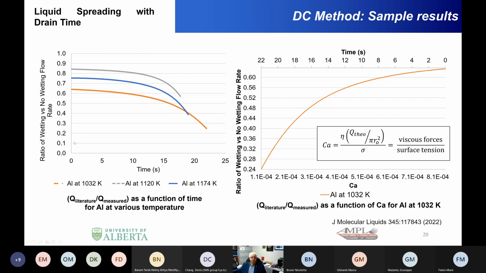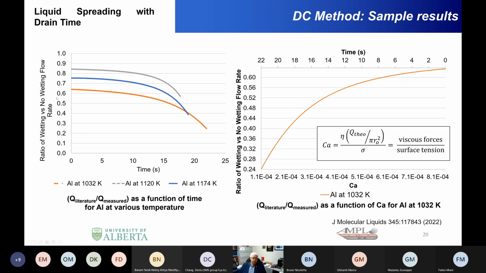Here we see what we believe to be the evidence for the wetting of the orifice. These are 3 experiments of aluminum in alumina crucibles. Here we're looking at the flow rate from the literature, using literature values for the properties, divided by the measured value of the flow rate as a function of time.